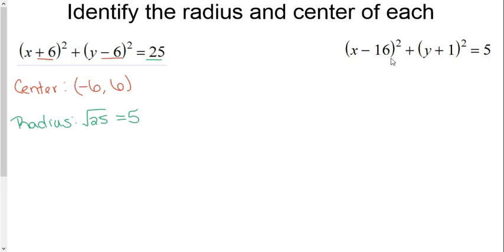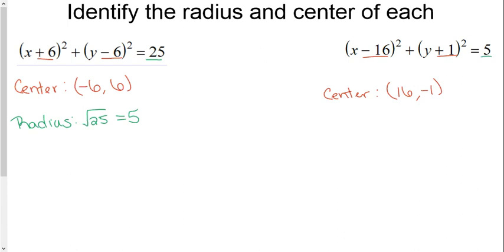So let's do the same thing for this next one. Again, look at the two numbers inside the parentheses. So my center is, we flip the sign with a negative 16 to make it positive 16. Positive 1 becomes a negative 1 for my center.